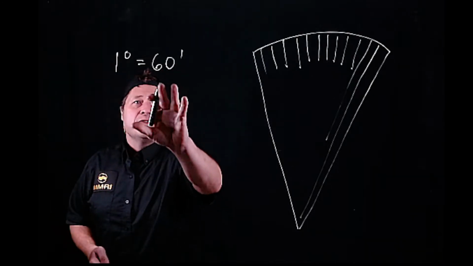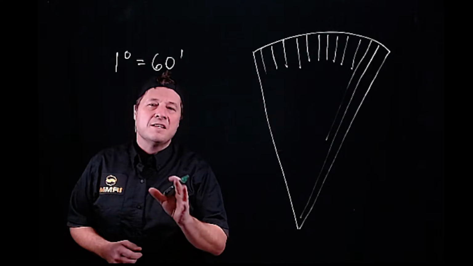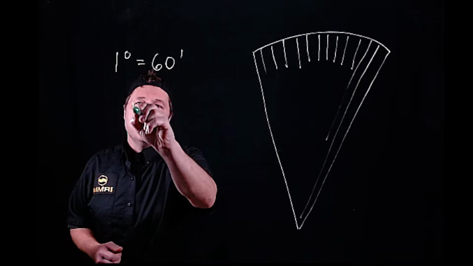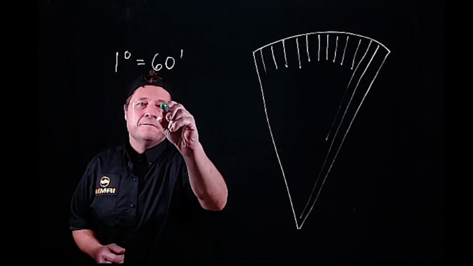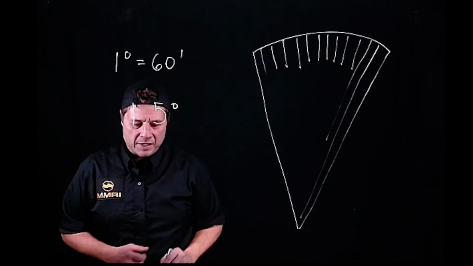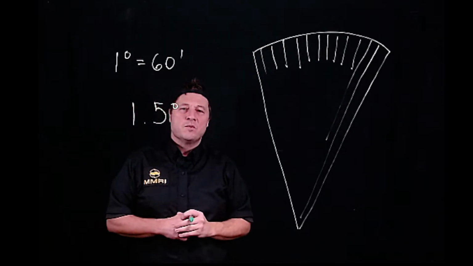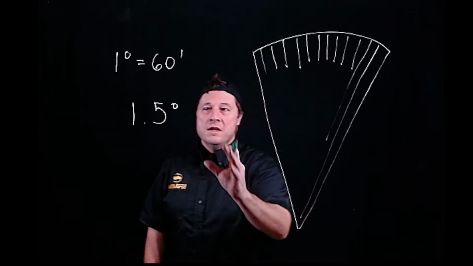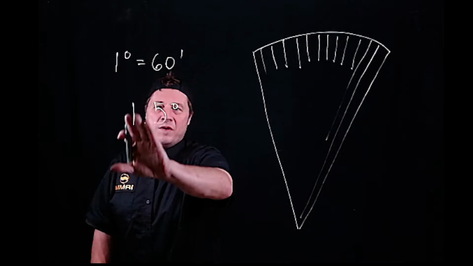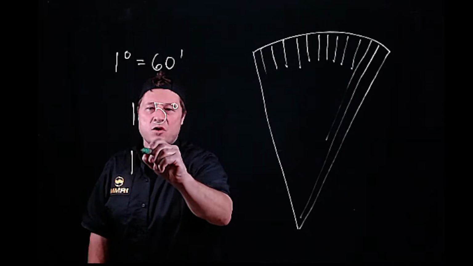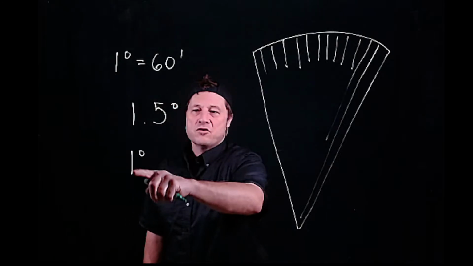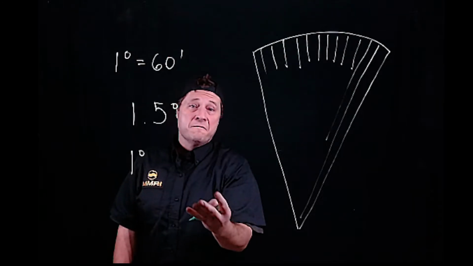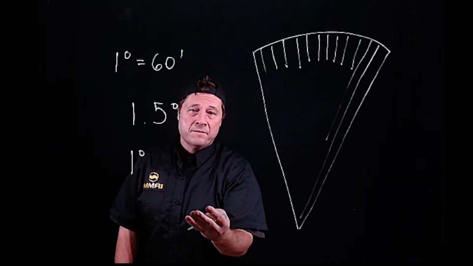So if we know that there's 60 minutes in 1 degree, we could take a number like, let's start something easy, 1.5 degrees. Okay, we take 1.5 degrees. Well, what is this in degrees and minutes? So the first thing we do is we get rid of the 1, right? We already know it's 1 degree. This is a fraction of a degree, so the whole degrees are not going to change here. But I want to take this 0.5 and I want to convert it into minutes.